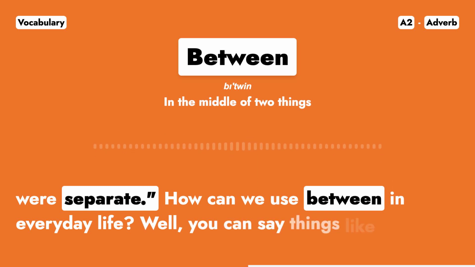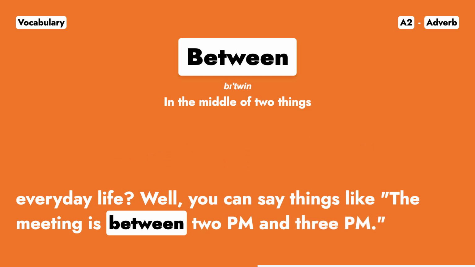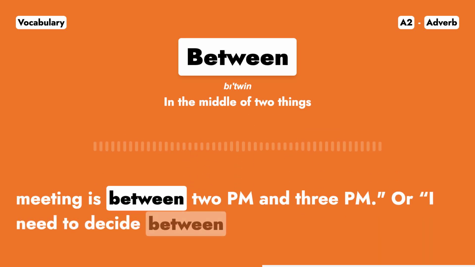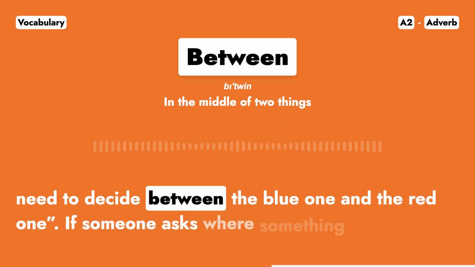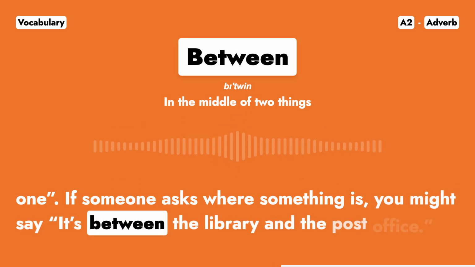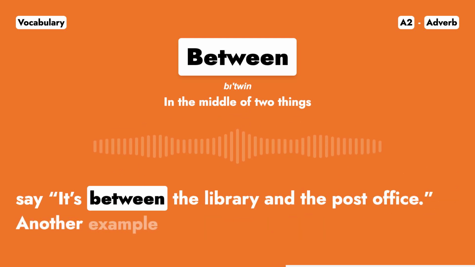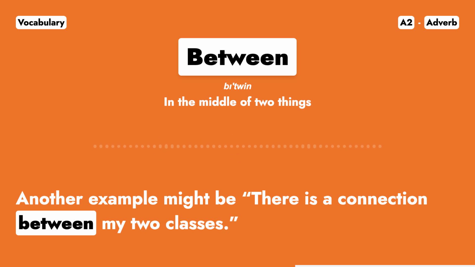Well, you can say things like the meeting is between 2 p.m. and 3 p.m. Or I need to decide between the blue one and the red one. If someone asks where something is, you might say, it's between the library and the post office. Another example might be, there is a connection between my two classes.